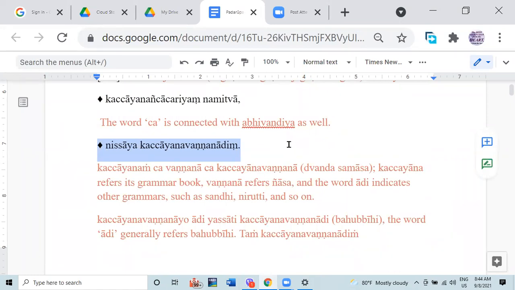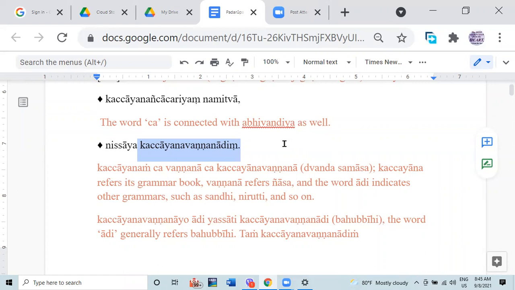So last week we nearly finished. Here there are important points, very important, I think, for students to know. So Kaccayana, one another. Last week we made the definition of this word. Kaccayana, vanana, vanna, ari. So Kaccayana, vanana, we made a dvandva samasa: Kaccayana cha vanana, kaccayana cha vanana cha.